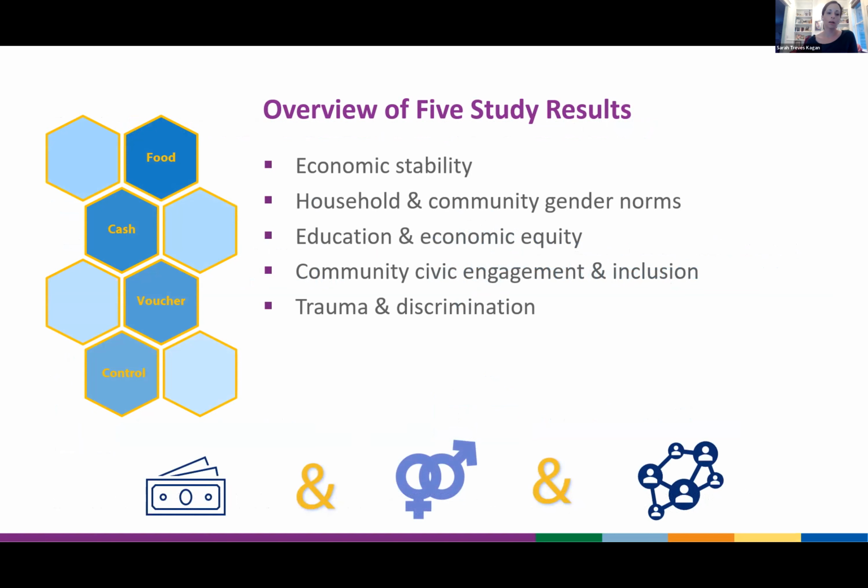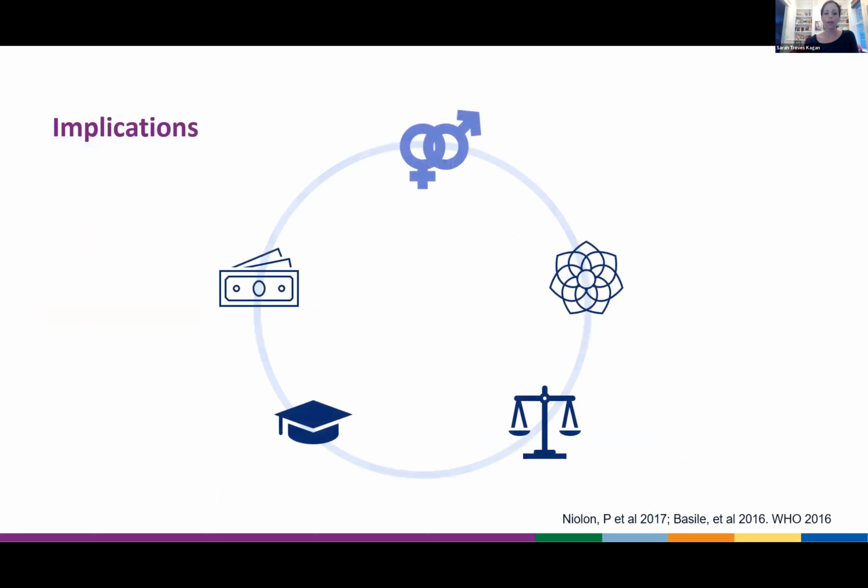So overall, we found that economic stability, household and community gender norms, education and economic equity for women, community civic engagement and inclusion, and trauma and discrimination were all really important factors in women's experience of IPV. And I will just name that prevention strategies that have been identified by CDC in their intimate partner violence and sexual violence technical packages, as well as the WHO's INSPIRE technical packages, have outlined some, I think, really relevant strategies that can be used simultaneously to prevent IPV in these settings.